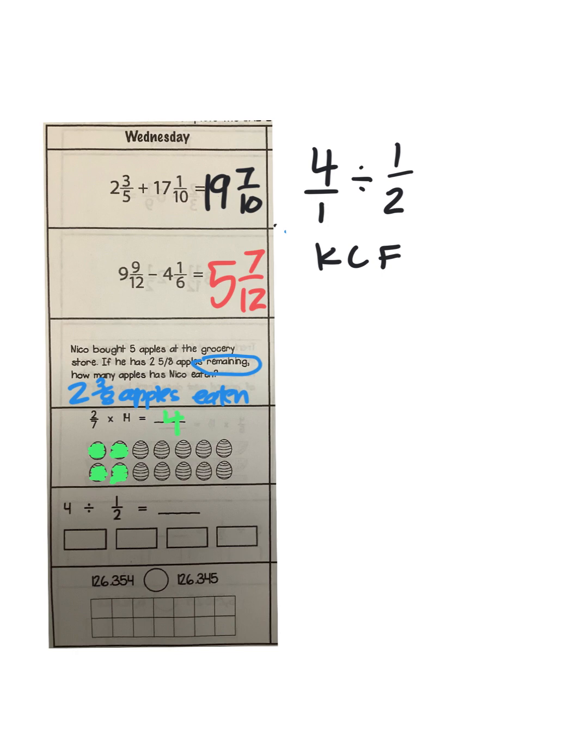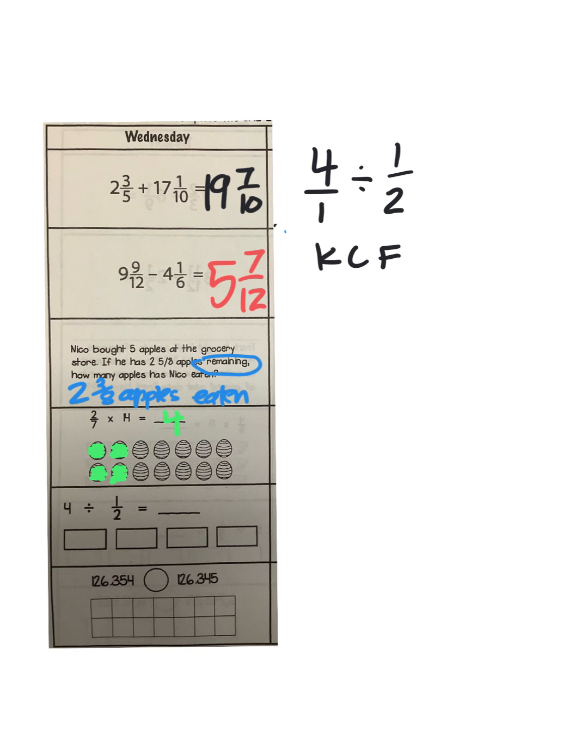What did Mr. J call it yesterday? I'm wondering who watched that video. He didn't call it KCF. He called it what? KSF. He called it keep, switch, flip. And we know when we are flipping, we're not literally flipping, but what's the 5th grade term for flipping? Reciprocal. Very good. Reciprocal.